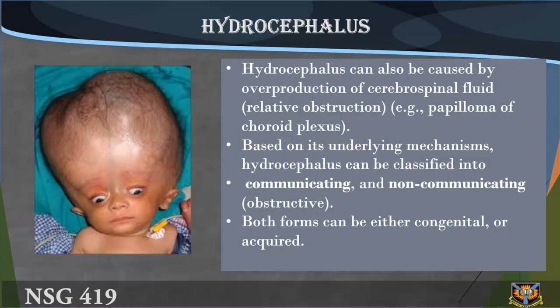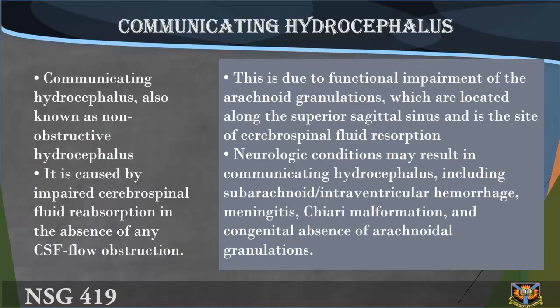Hydrocephalus can also be caused by overproduction of cerebrospinal fluid, relative obstruction, e.g., papilloma of the choroid plexus. Based on its underlying mechanism, hydrocephalus can be classified into communicating and non-communicating obstructive. Both forms can either be congenital or acquired. Communicating hydrocephalus, also known as non-obstructive hydrocephalus, is caused by impaired cerebrospinal fluid reabsorption in the absence of any CSF flow obstruction.